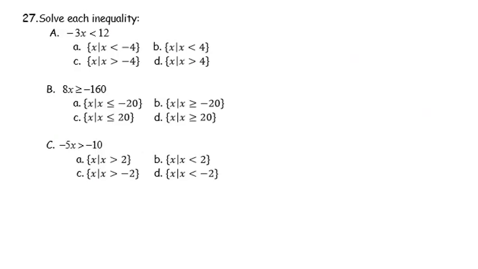Alright, 27a, we're solving the inequality. Negative 3x is less than 12. So we're trying to get the x all by itself, so we divide both sides by negative 3. Now remember, whenever you are multiplying or dividing an inequality by a negative, we need to flip that inequality sign. So instead of less than, it's going to become greater than, and then negative 4. So that means 27a, our answer is C.